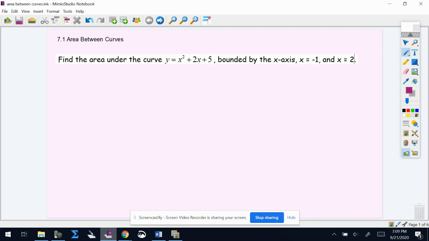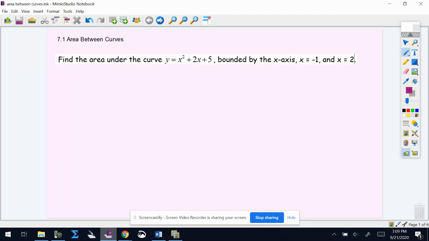Okay, so the next chapter that we are jumping into, chapter 7, is all about applications of integration. So, looking at what we know how to find by using integration. And the first thing that should come to your mind when you think about an application of integration is area. So, 7.1 is focused on area between two or more curves.